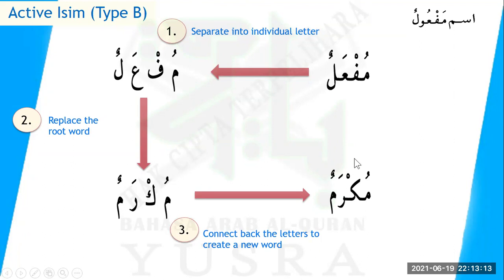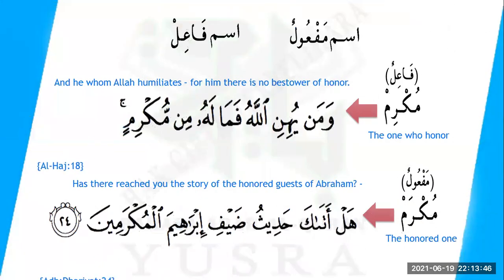So remember, if a word begins with a mu, it can either be an active ism or a passive ism. What differentiates them is that the second root letter takes either a kasra or a fathah. That is the second form, type B. The first form is ma, and then you have an alif after the first letter. We will come across that more and more in the Quran, inshallah.